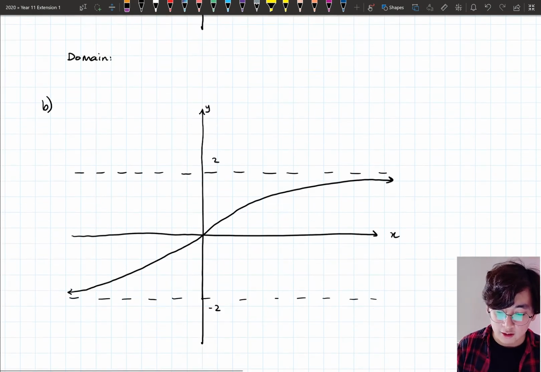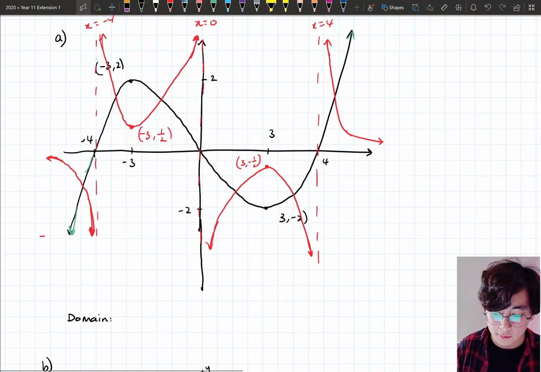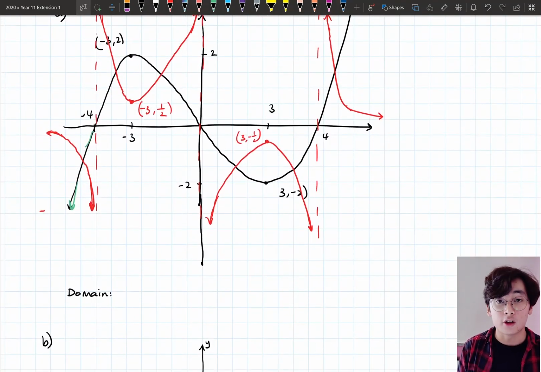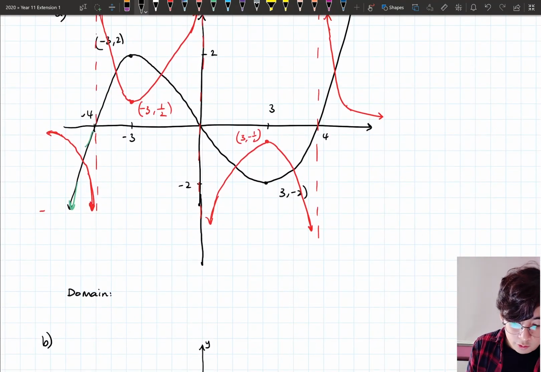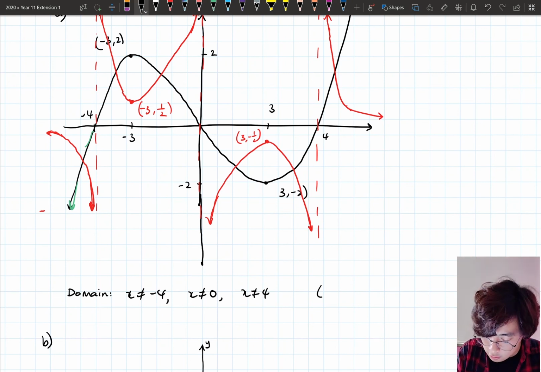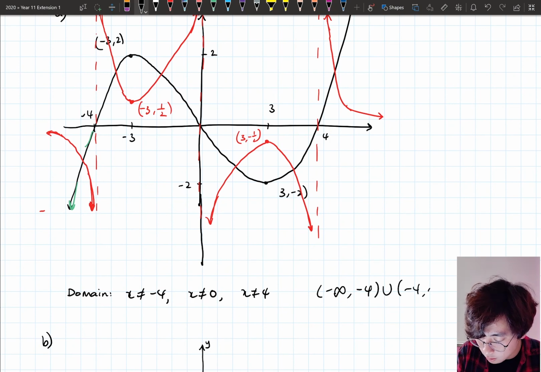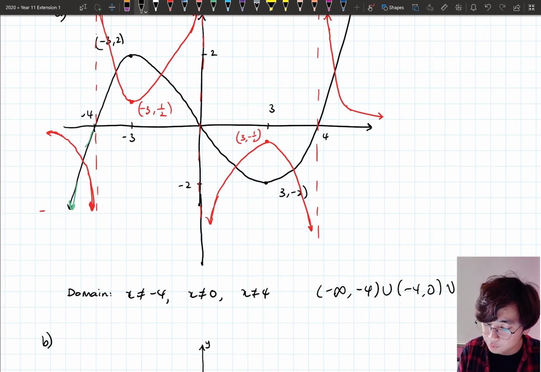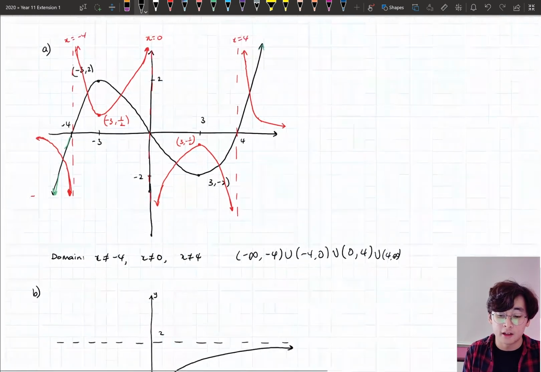Okay, I'm going to go through this last example. Oh, hang on, we have to do the domain. Now, for the domain, we don't have x values at our asymptotes, so x is not equal to -4, x is not equal to 0, x is not equal to 4. We can write that in interval notation, so -infinity to -4, union with -4 to 0, union with 0 to 4, union with 4 to infinity. And so that's what our domain is for this question.